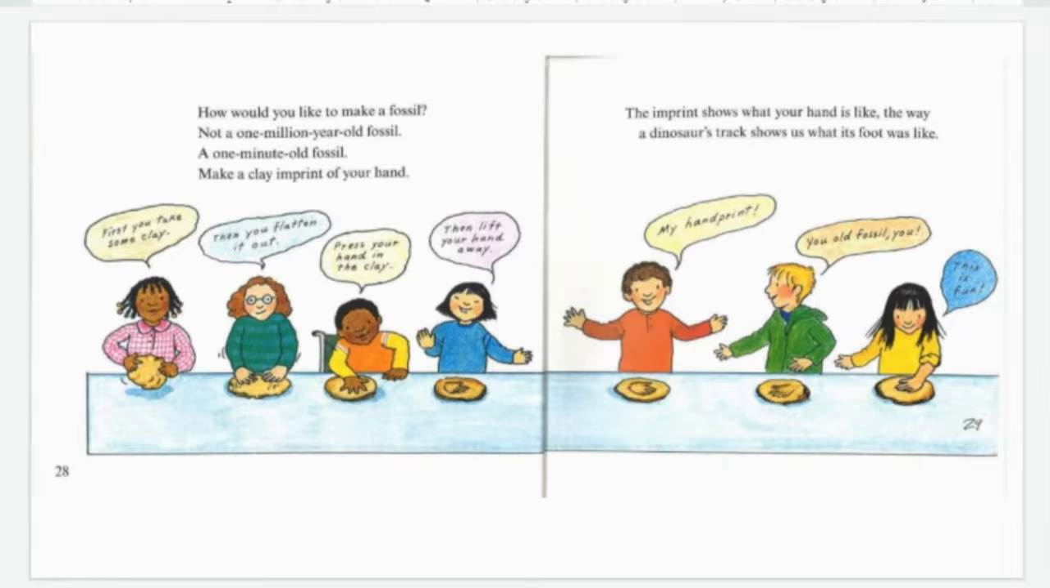How would you know? How would you like to make a fossil? Not a 1 million-year-old fossil, a 1 minute-old fossil. Make a clay imprint of your hand. The imprint shows what your hand is like, the way a dinosaur's track shows us what its foot was like.